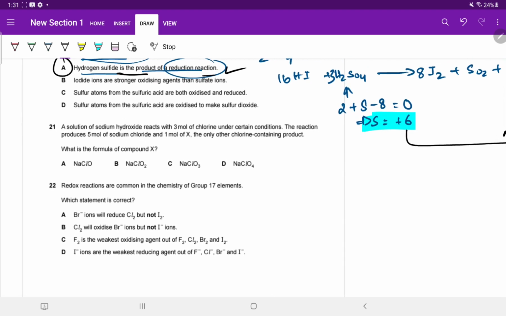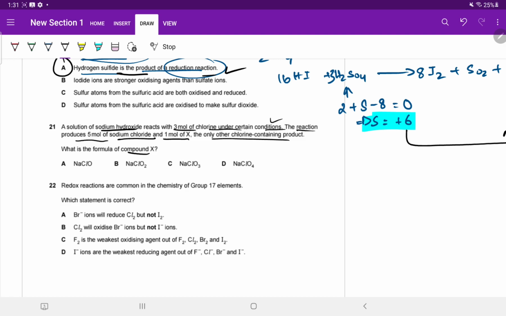So now let's go to the next question, which is question number 21. A solution of sodium hydroxide reacts with 3 moles of chlorine under certain conditions. The reaction produces 5 moles of sodium chloride and 1 mole of X, the only other chlorine containing product. What shall be the formula of compound X?